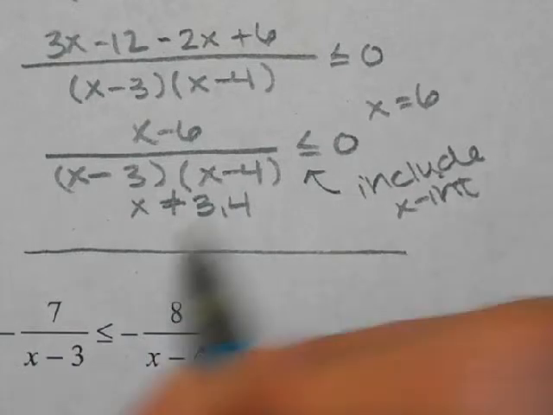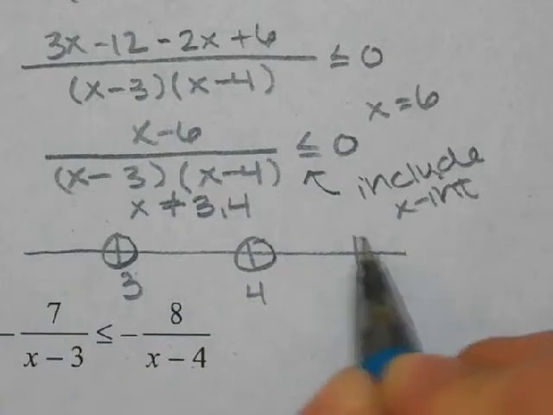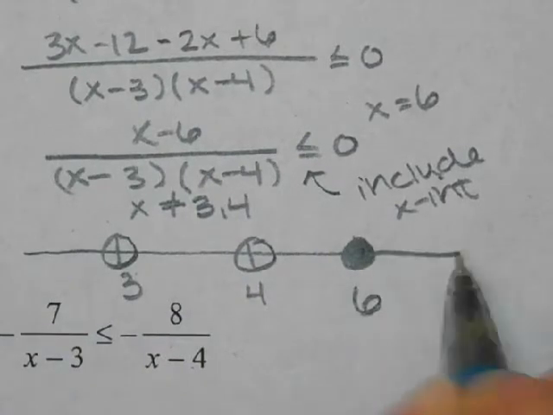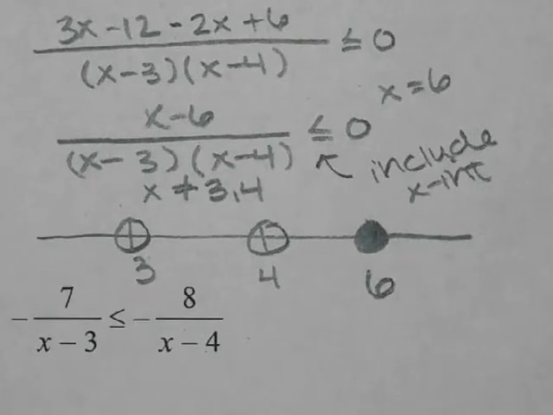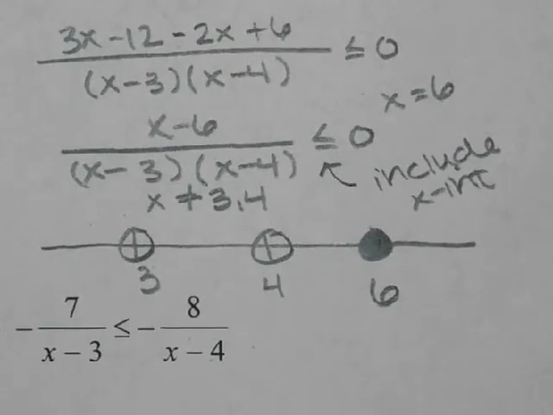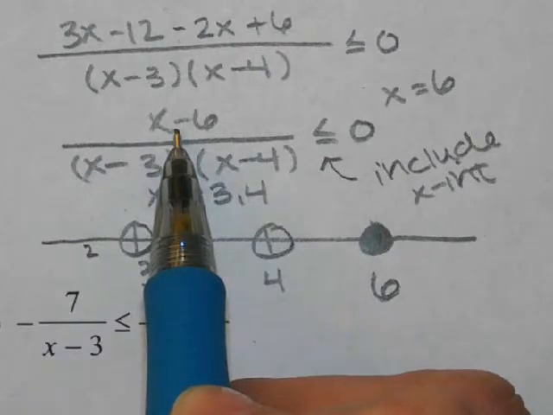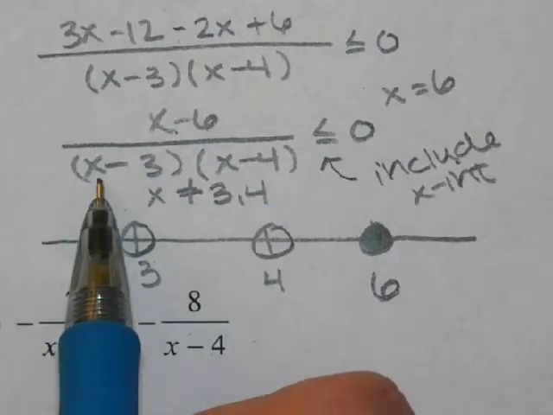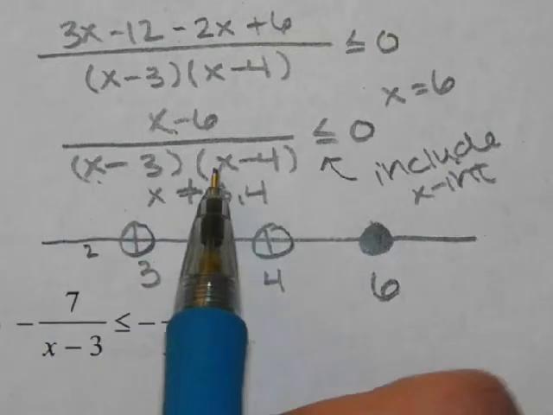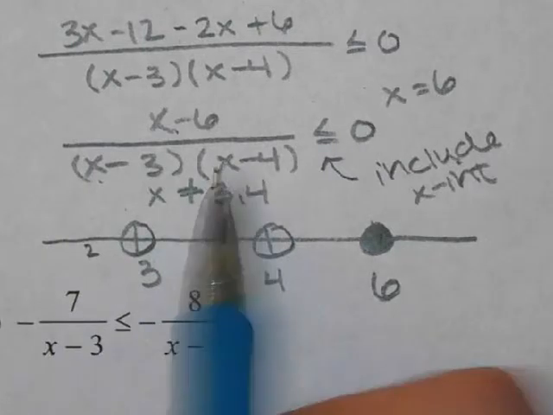Okay, so on my sign chart, I have a 3, I have a 4, and I have a 6. So what could you plug in that's less than 3? 2. So 2 minus 6 is a negative. 2 minus 3 is a negative. 2 minus 4 is a negative. So the answer is a negative.